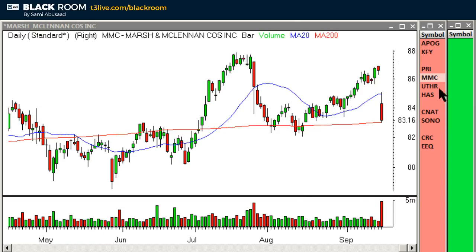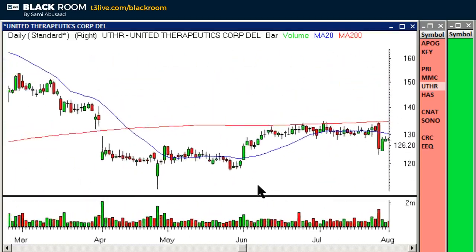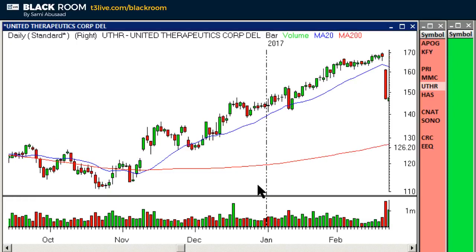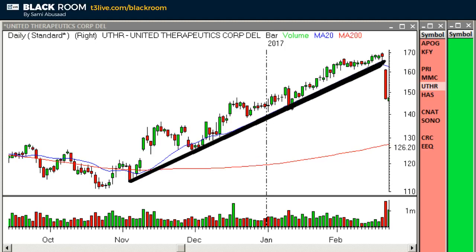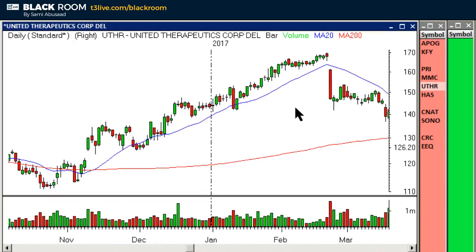A couple of better examples that I can show you, but they're pretty old, are the UTHR. See how it ended several months' worth of rallying, just under the 20 MA. Perfect, right? That's perfect. Better than the UTHR, which was basically perfect.